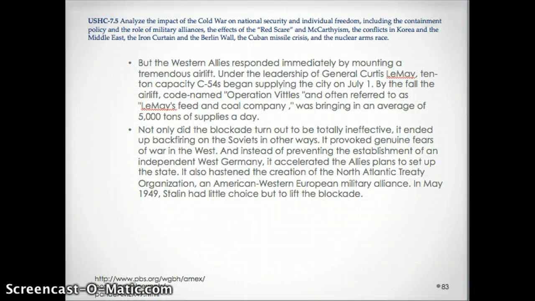The Western Allies ended up responding immediately by mounting a tremendous airlift. And this is a major victory for the U.S., the Berlin airlift. Not only did the blockade turn out to be totally ineffective, it ended up backfiring on the Soviets in other ways. It provoked genuine fear of war in the West, and instead of preventing the establishment of an independent West Germany, it accelerated the Allies' plans to set up the state.